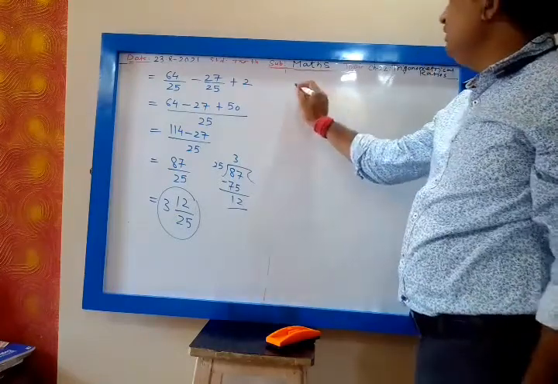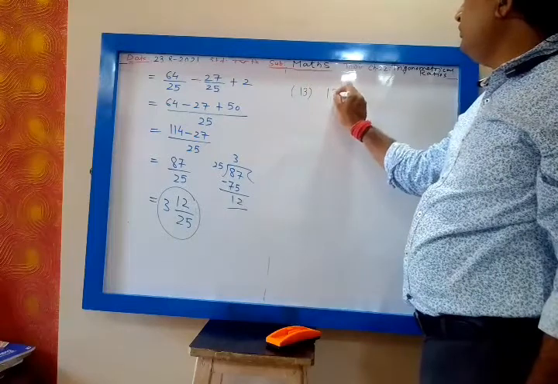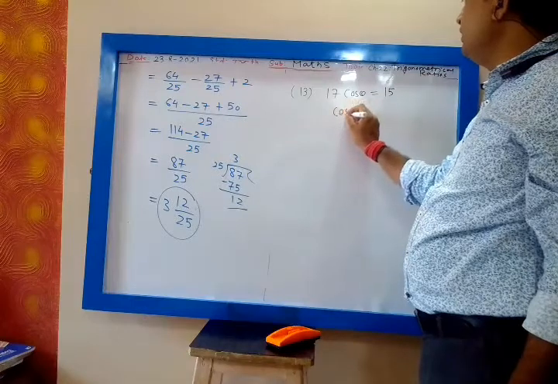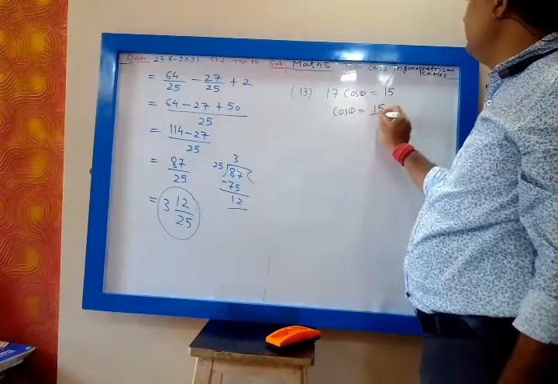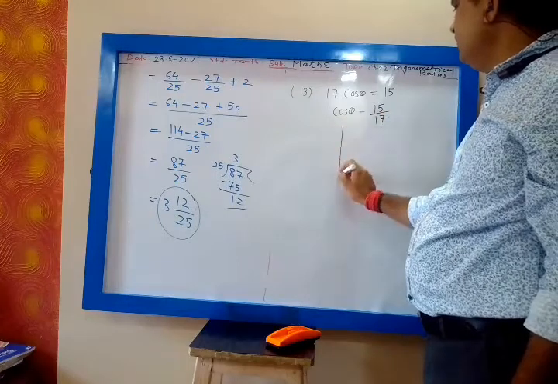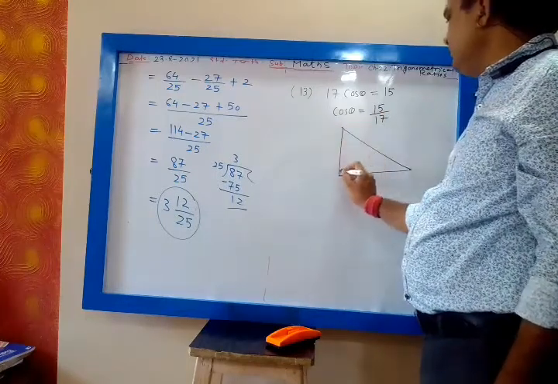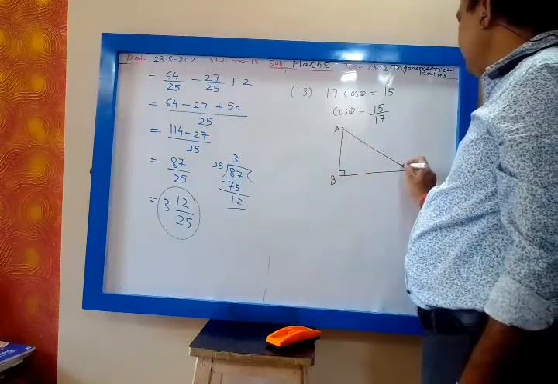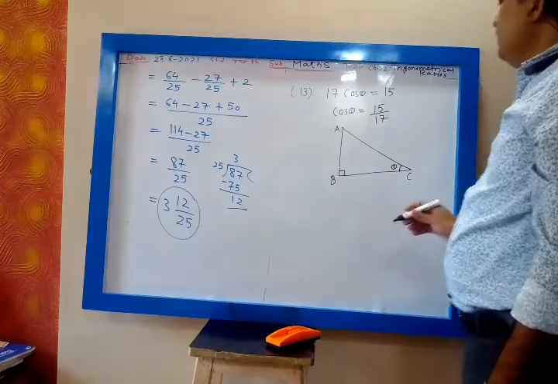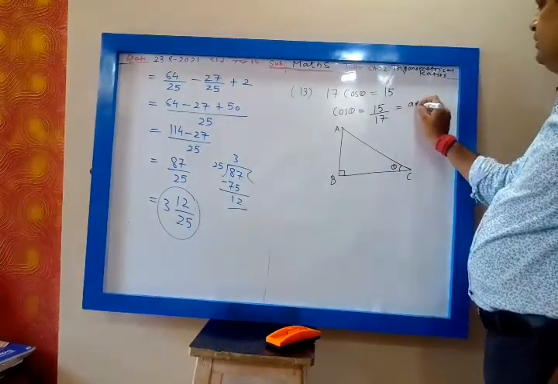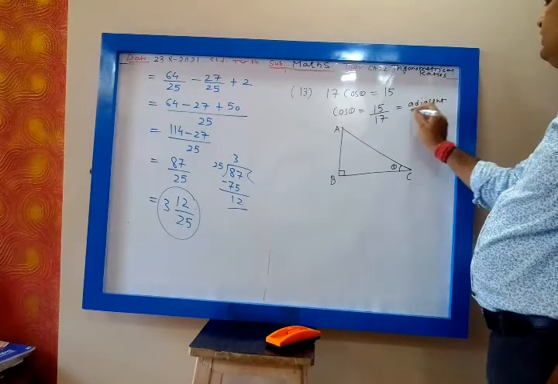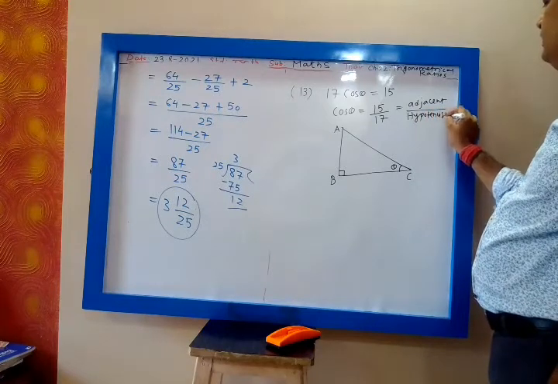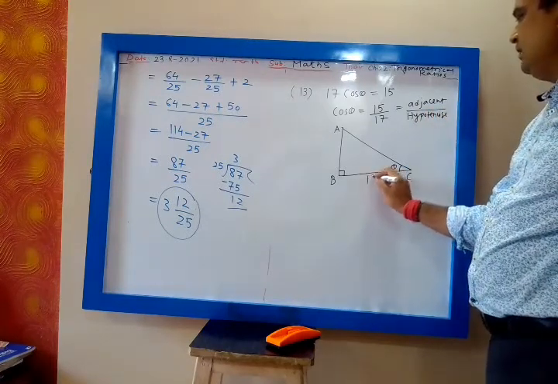Now 13, 17 cos theta is equal to 15. So what is cos theta? Cos theta is 15 upon 17. So draw the diagram. This is my triangle ABC, and this is my reference angle theta. Cos theta is adjacent upon hypotenuse. So cos theta, adjacent is 15, hypotenuse is 17.